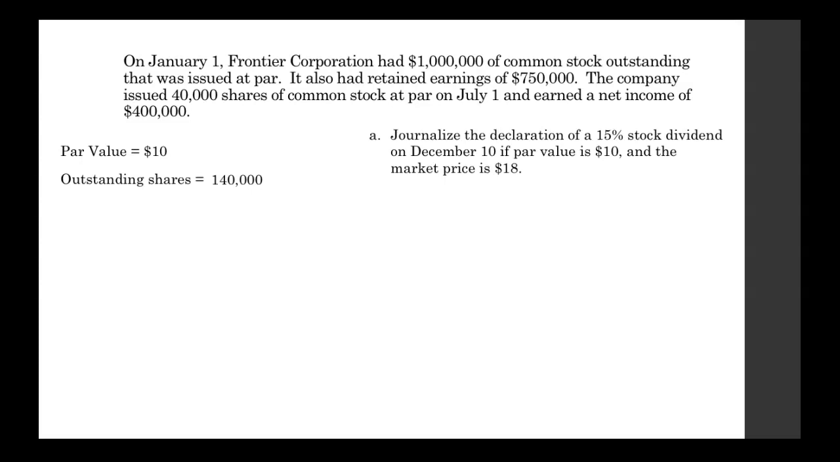But before we even get to the journal entry, we now need to calculate how many shares are in this dividend. The way we're going to do that is take the 140,000 shares outstanding that we had and multiply that by our 15%, because a 15% stock dividend means that you're handing out 15% more shares. So we're handing out 21,000 shares in this dividend. We will use that 21,000 to calculate the numbers in our journal entry.